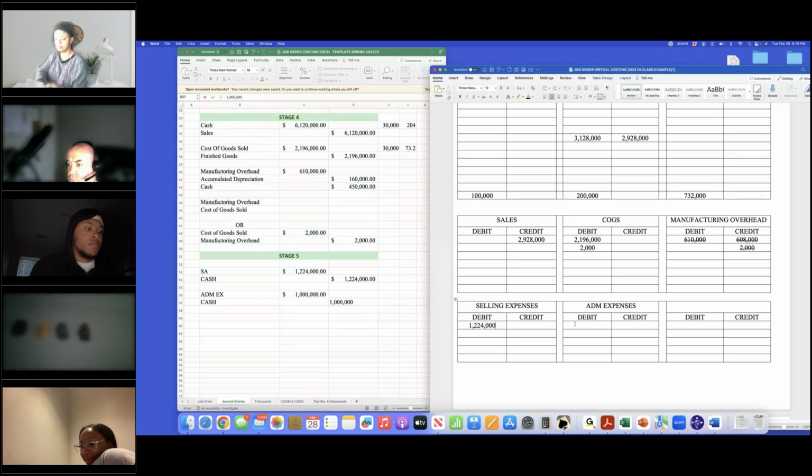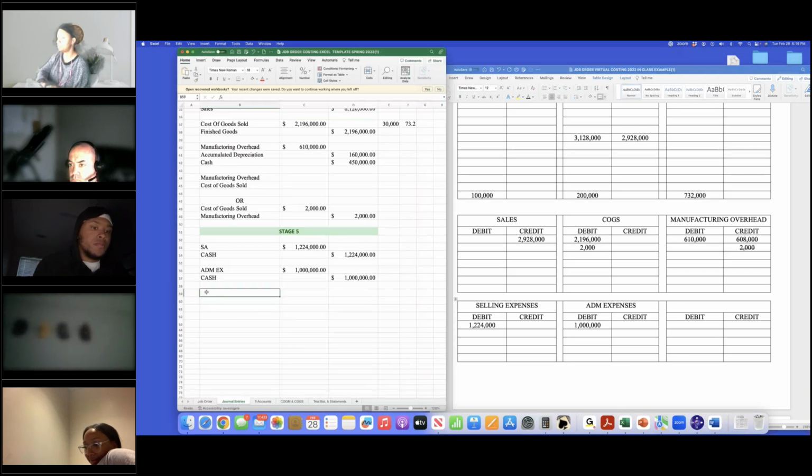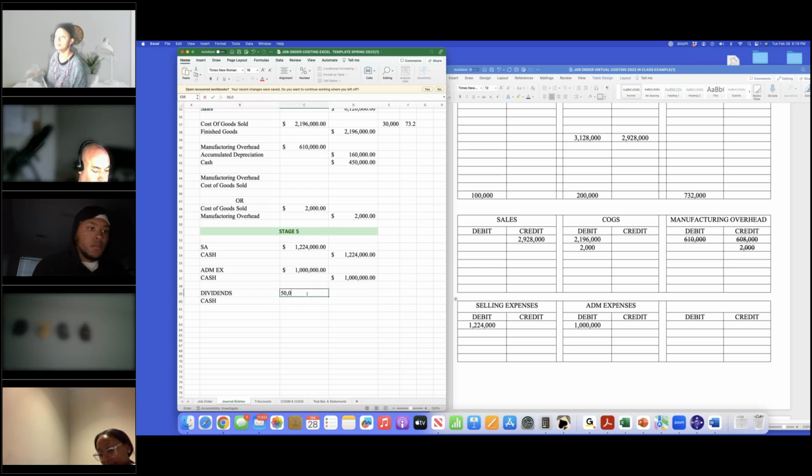Okay. And what's our filing one in stage 5? We're going to debit dividends for 50,000 and credit cash for 50,000. So you notice these are the financial journal entries that we made from it before. And so we did that review, so it will be no problem to put these in. Any questions on the journal entries?